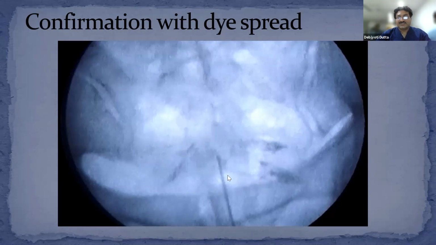Here already the dye is injected, so you can see the inverted fir tree appearance of the dye. Okay, so here this is the top, and here you can see through the foramina the dye is coming. So this is very important to know how this spread would look.